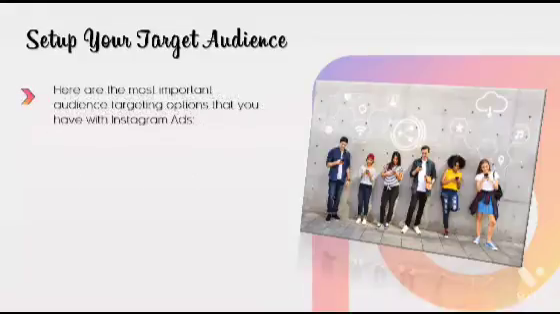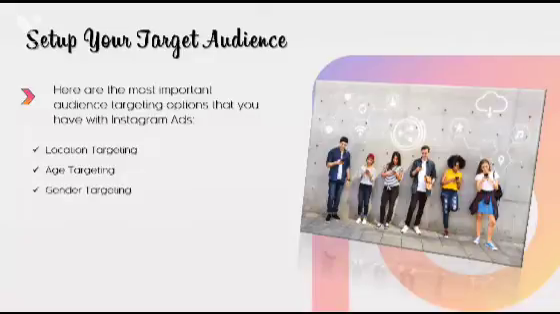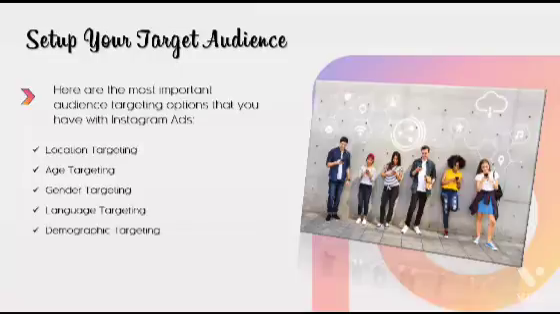Here are the most important audience targeting options that you have with Instagram ads. Location targeting. You can choose to target a specific country, region, state, city, and even zip code. You can include or exclude specific places as well if you want to do that. Age targeting. You can choose age ranges from 13 years old to over 65 years old. Gender targeting. You can choose to target males, females, or both. Language targeting. It is recommended that you leave this blank unless the language you are targeting is not common to your targeted location.